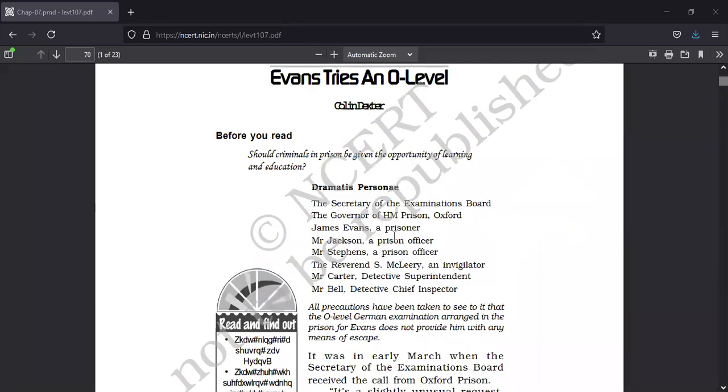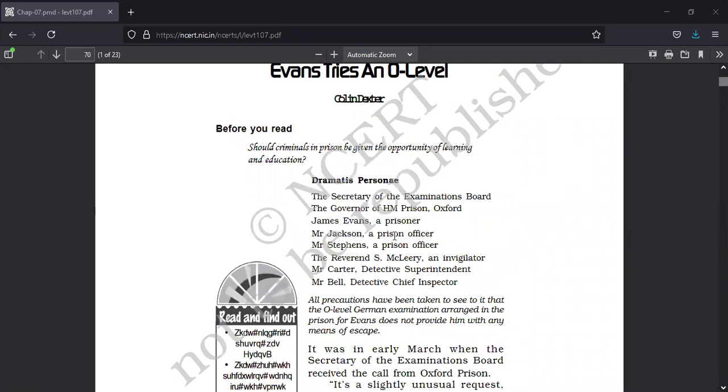Before you read, criminals in prison should be given the opportunity, right? Sir, are you all seeing the text? Are you all seeing the textbook now? Sir, can you see the textbook now? Lessons text. Yeah, this is it. Okay. Now you can see.